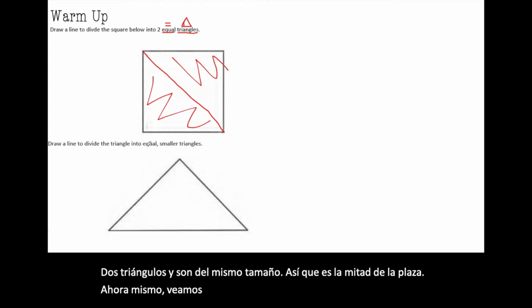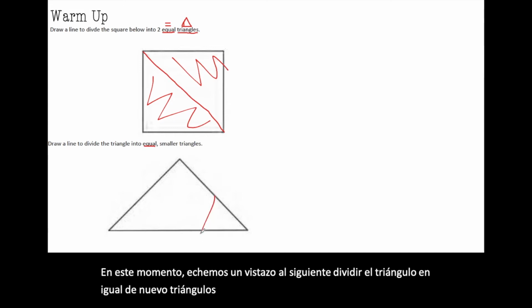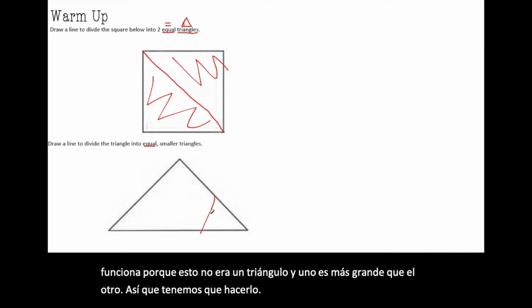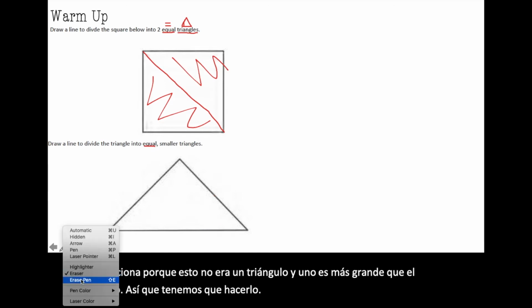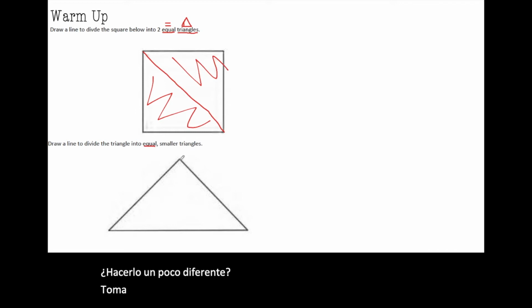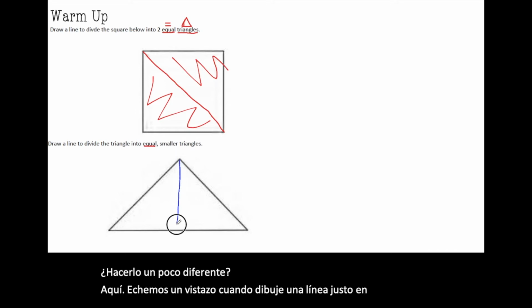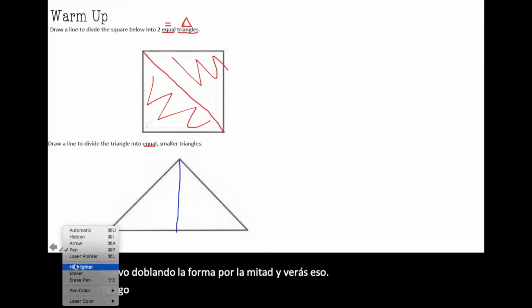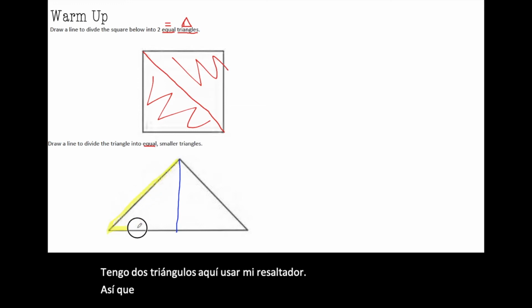Divide the triangle into equal, again, smaller triangles. Okay, so again, that doesn't work because this one's not a triangle and one is bigger than the other. So we've got to do it a little differently. So here, let's take a look. I'm going to draw a line right down the middle, again folding the shape in half, and you'll see that I have 2 triangles here. I'm going to use my highlighter. So here's one. Whoa, sorry. Here's one. And there's the other one, and they're the same size. So good job.